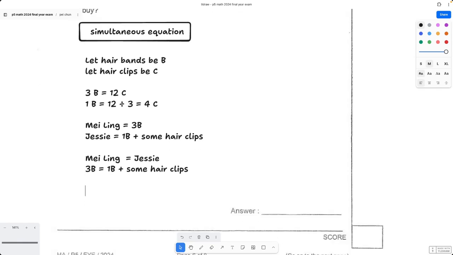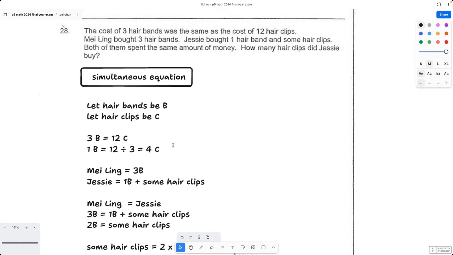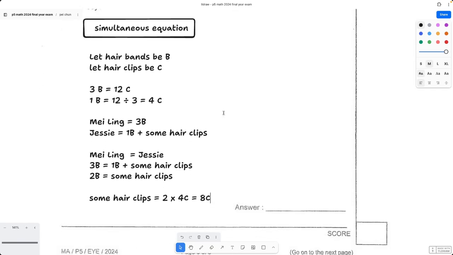Okay, so I think we can do this. 2B is equal to some hair clips, right? And then some hair clips is equal to 2 times 4C, which is 8 clips, right? How many hair clips did Jesse buy? 8. There you go. Number is 8.